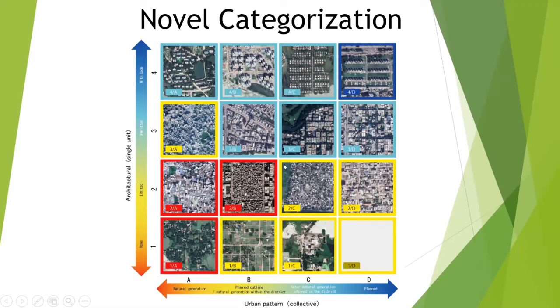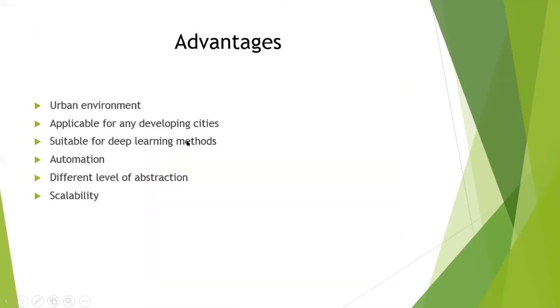For example, we will see later. Okay, let's go to the later. So, advantages: the urban environment, and these are very much applicable for any developing cities. It is suitable for deep learning methods that we will go further. We will show automation because it will support big scale implementation, different level of abstraction.